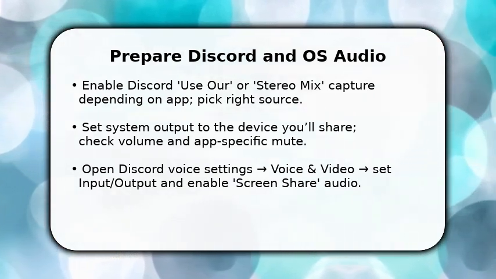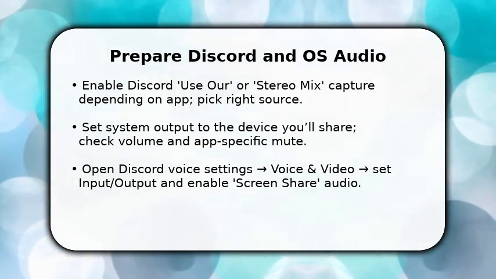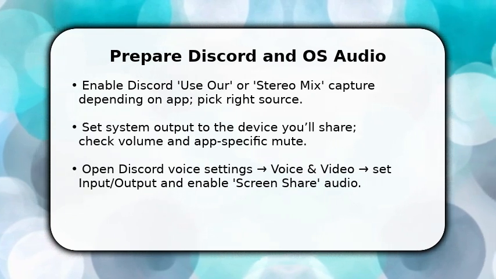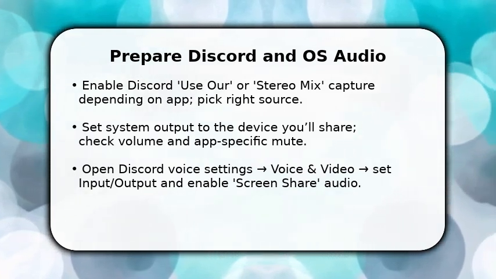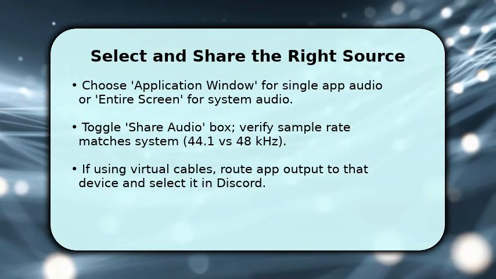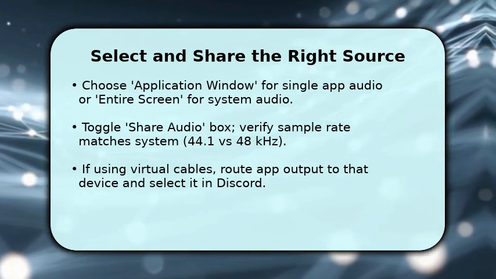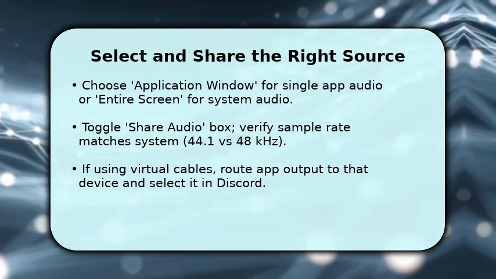Make sure to open Discord's voice and video settings and select the exact input/output before you share, so the next steps are effective. Now you select what to share and why it matters. Choose application window when you only need one program's audio or entire screen for all system sounds. Click Share Audio. This flag tells Discord to pass the audio stream.